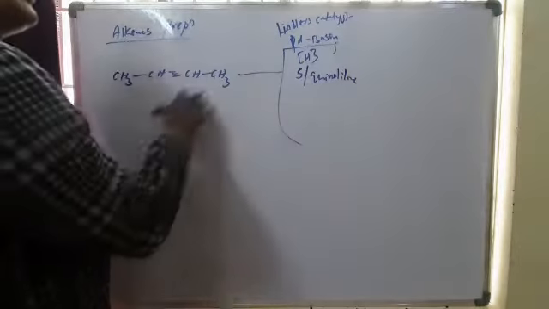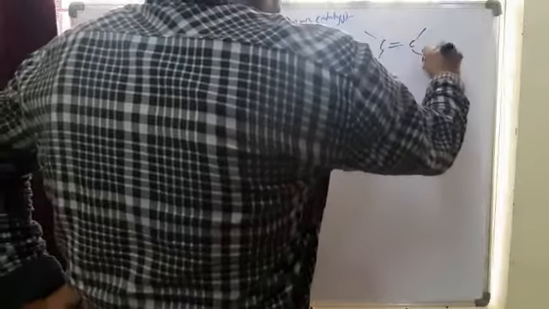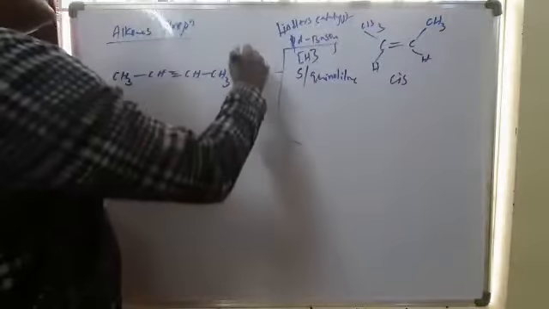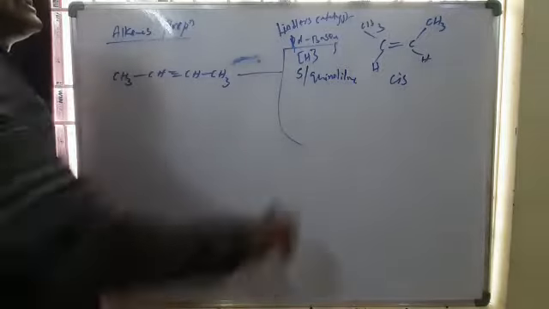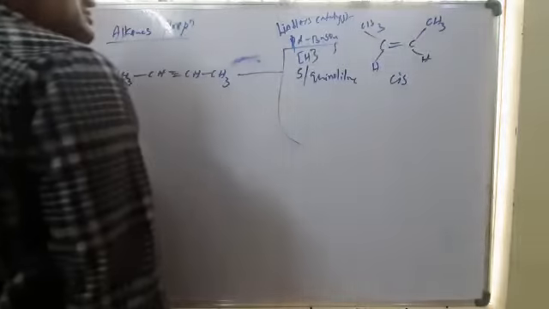In the presence of Lindlar's catalyst, the product formed is cis alkene. Only cis alkenes, because the hydrogenation is cis addition. In cis addition, two hydrogens attack at a time from one side only. So the cis product will be obtained.